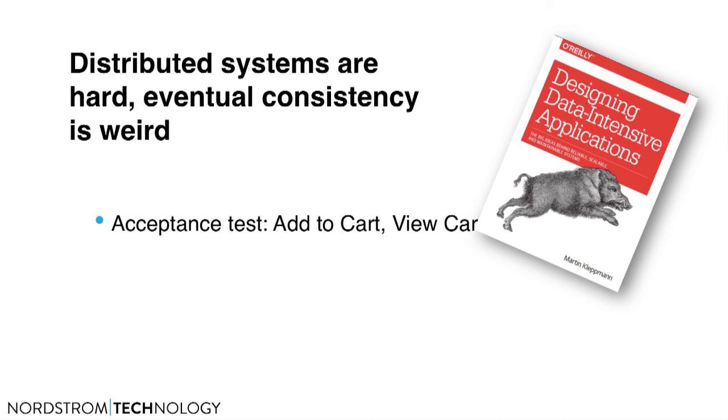For example, you want to do a simple acceptance test. You want to add an item to your cart, and then you want to read your cart, and you say, I added this dress, and I went and I read, and the dress is not there. Is the system broken, or is it just eventual consistency? Or it looks different from the last time I saw it. There's all kinds of these really interesting and challenging problems that come up.